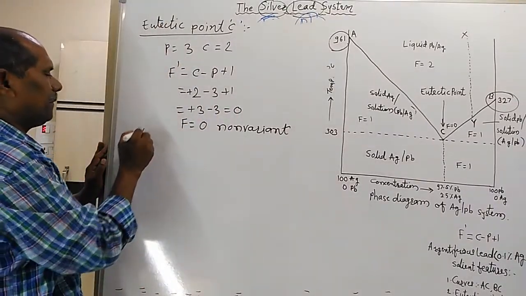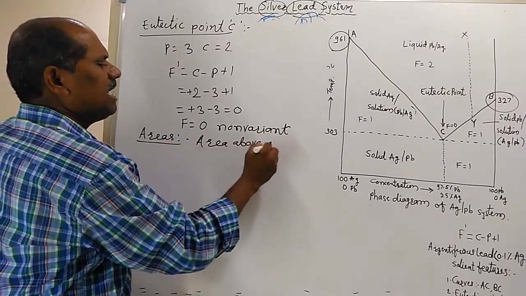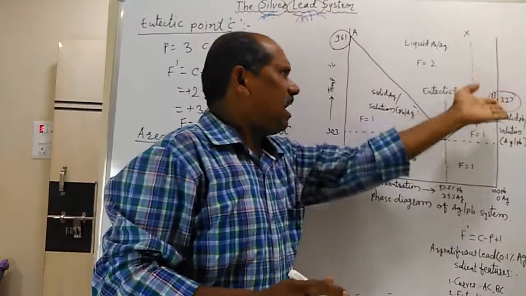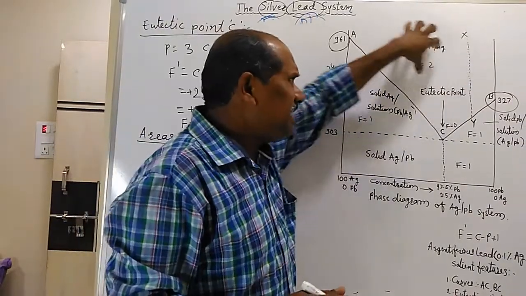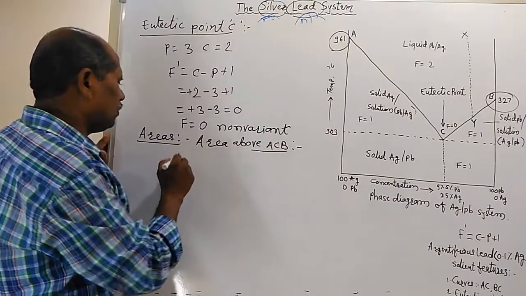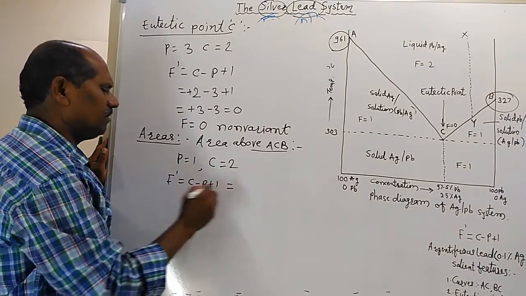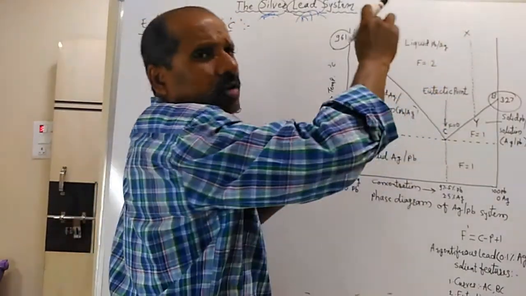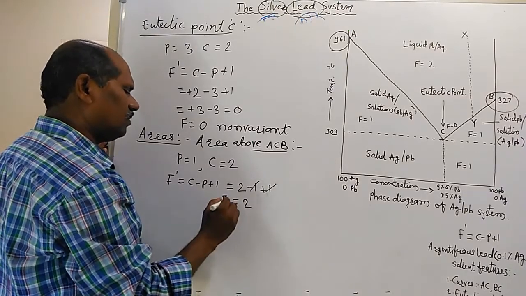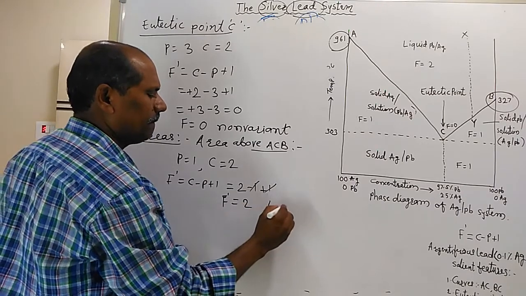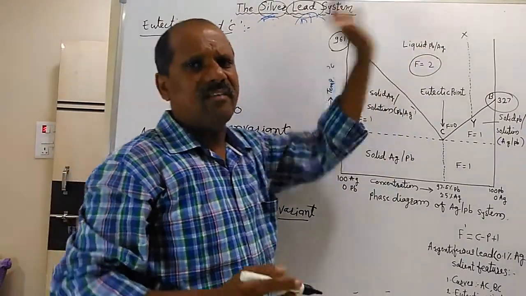Then we have to see the areas. Area above ACB. Above this area, there is a molten mass or the liquid of silver and lead. Means in this area, the phase is 1, that is a single phase, P is equal to 1, and components are 2. Therefore the degree of freedom F dash is equal to C minus P plus 1, is equal to components 2, phases 1, being a single phase, that is the liquid or molten mass of silver and lead, plus 1. Minus 1 will be cancelled and the remaining is 2, F is equal to 2, and hence the system is bivariant. Means in this area the system is bivariant.